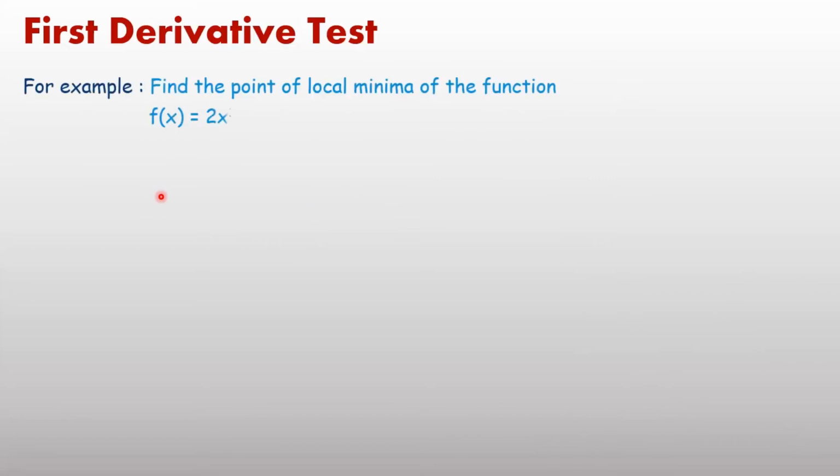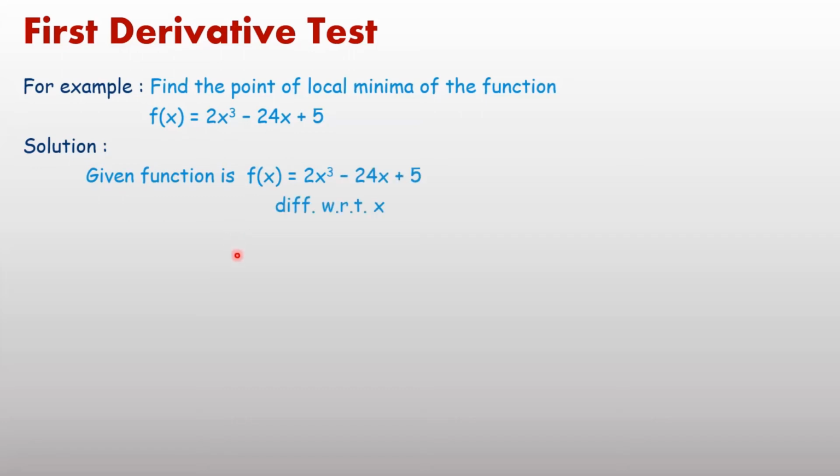For example, same question, f(x) equal to 2x cube minus 24x plus 5. First note down the function, differentiate it and find f'(x).